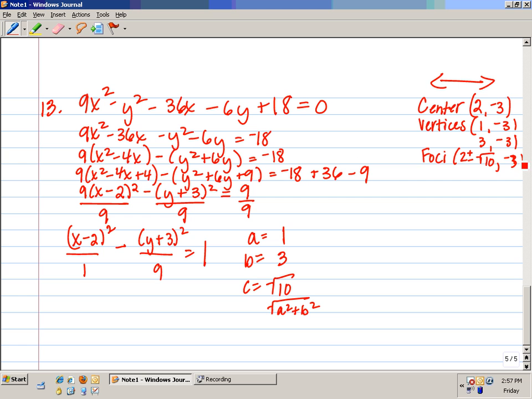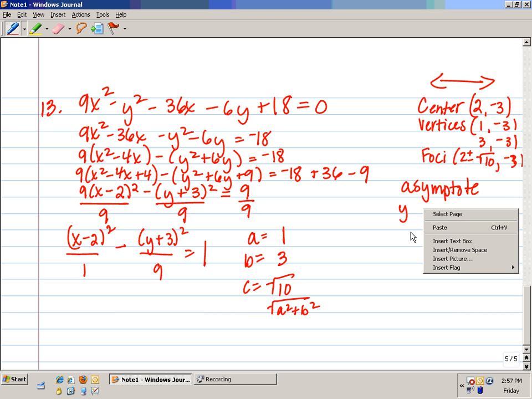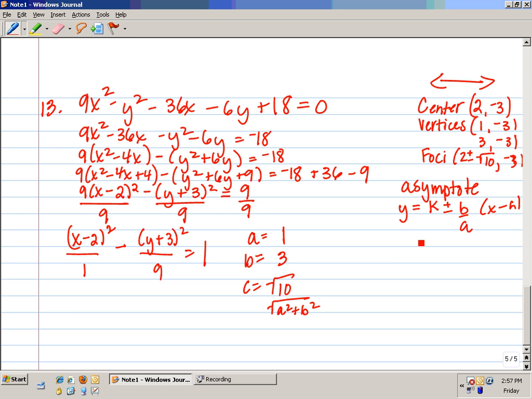There, that's a 3 for real. Then our asymptotes: because it's horizontal, we're going to use y equals k plus or minus b over a times x minus h. So I have y equals k, which is negative 3, plus or minus b divided by a, which is just 3, times x minus 2. That's the equation of our asymptote.